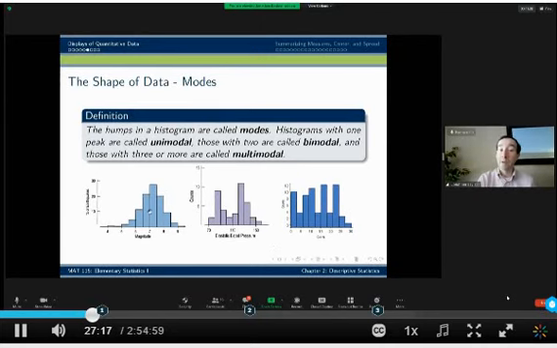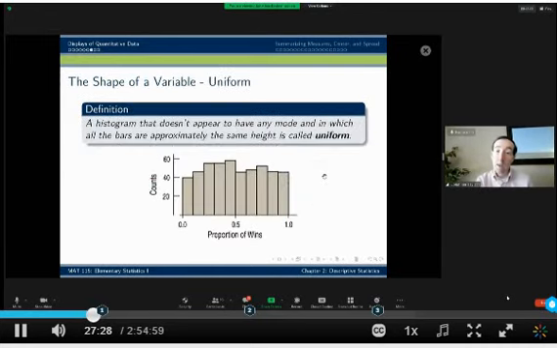The terms we use are unimodal, bimodal, and multimodal. So that's the first thing we'll use in describing a shape that's apparent from a histogram. Another thing we will use is how the distribution is spread out from left to right. Okay? So probably the simplest one is what's called a uniform distribution. A uniform distribution is where it doesn't even appear to have a mode, and the distribution is the same across all of the bins. Okay?